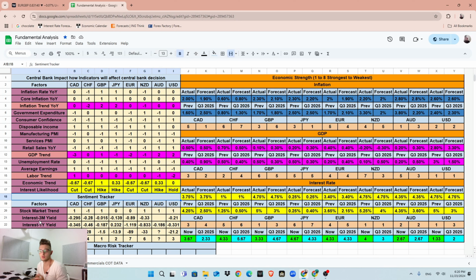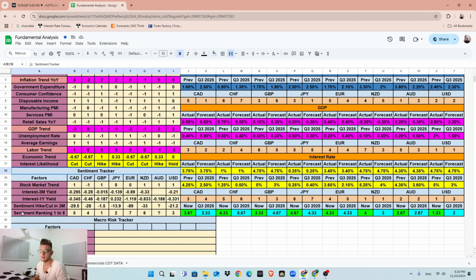Right here I look into the 3 month yield, interest rate minus 3 month yield. This is, in my opinion, what determines the expectation of the market for the interest rate after 3 months, so the forecast of the interest rate after 3 months. Okay, this is how I look at it. Then I rank it from 1 to 8.